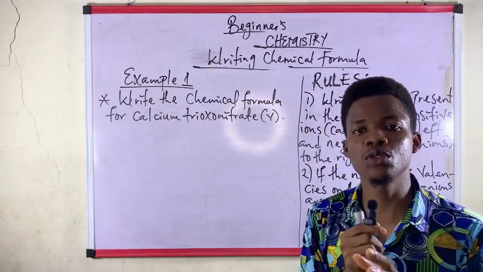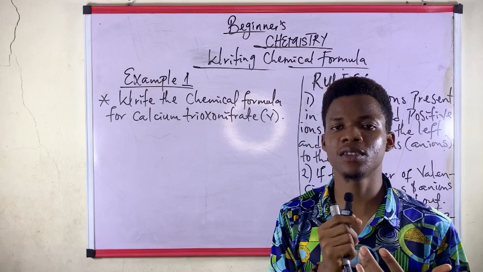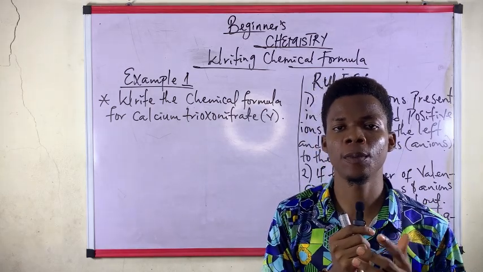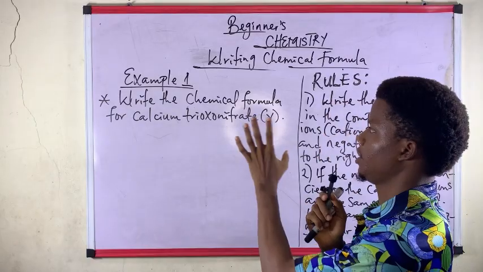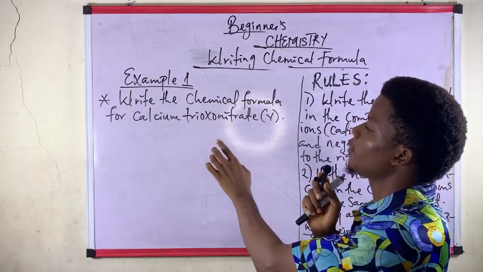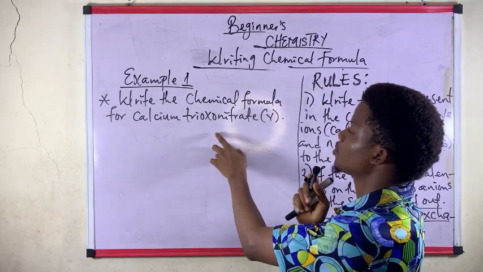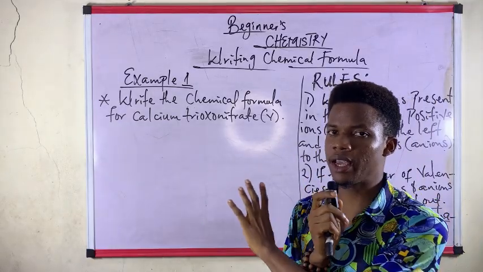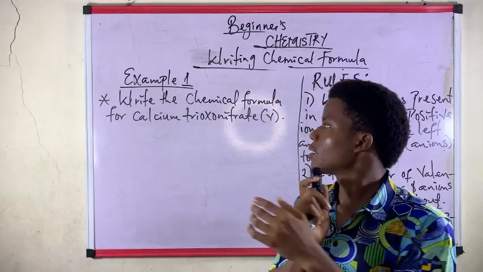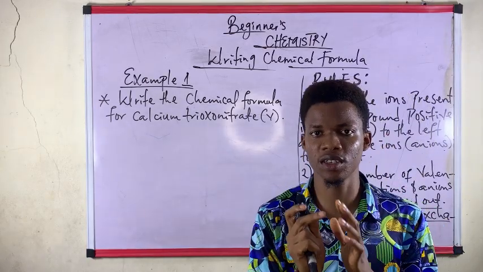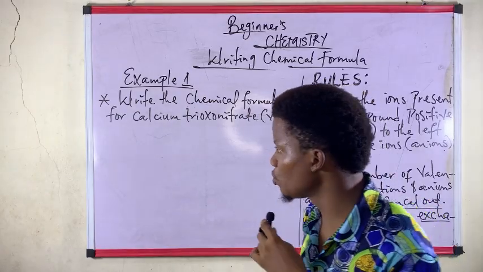Now there are rules to this writing of chemical formula, but before you look at the rule, let's read the example on the board. It says, write the chemical formula for calcium trioxonitrate 5. Now if you remember the table I gave to you previously, calcium trioxonitrate 5, so it's already telling us that there are two things here, right? What are the two things here?